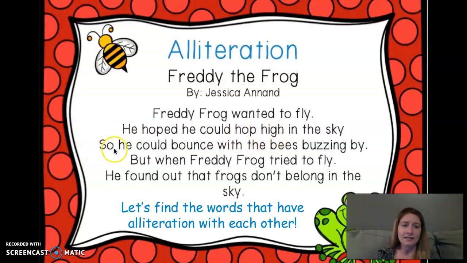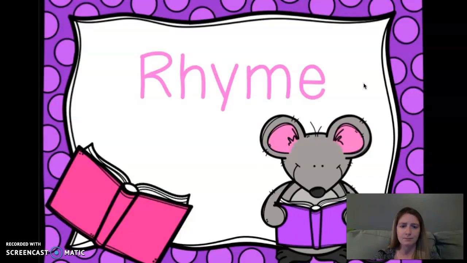Okay, and then see if you can find the alliteration in so he could bounce with the bees buzzing by. This is a tongue twister. Let's see if you can find the sound. Right, the B sound. Very good. So that's alliteration. There's more in the last two lines that maybe you can read and find out. But I'm going to move on to our next one.